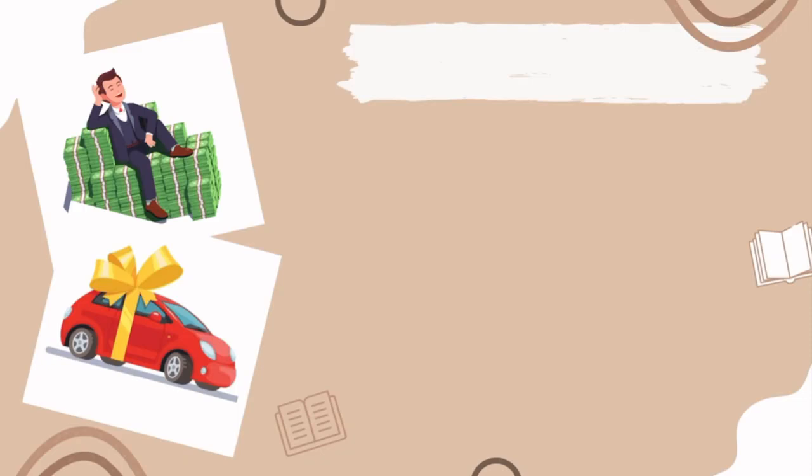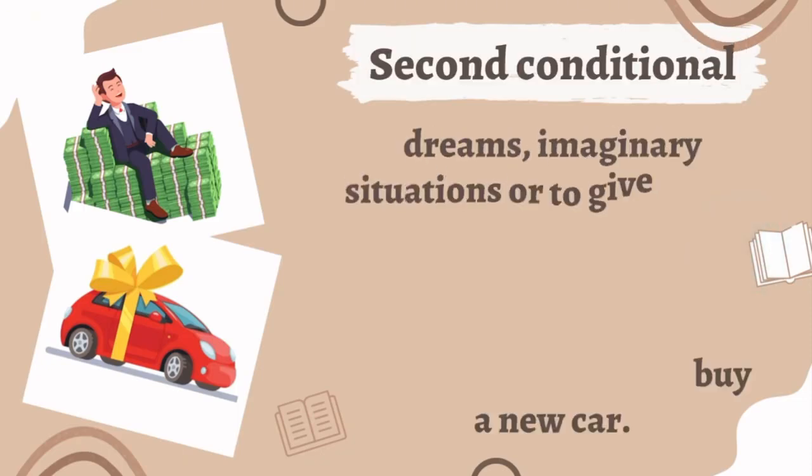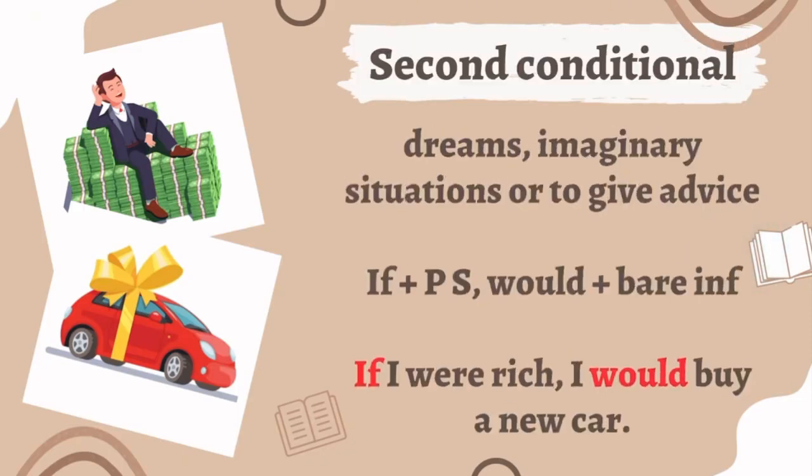And the next type is the second conditional. The second conditional is used to imagine present or future situations that are impossible or unlikely in reality, or for dreams and to give advice. The structure is usually if plus past simple, would plus bare infinitive.